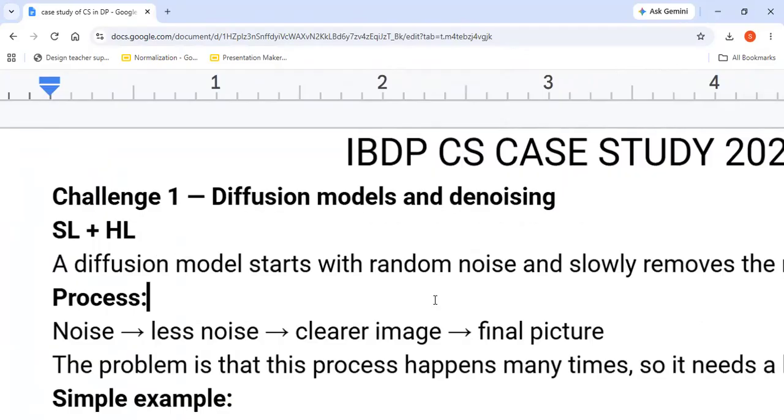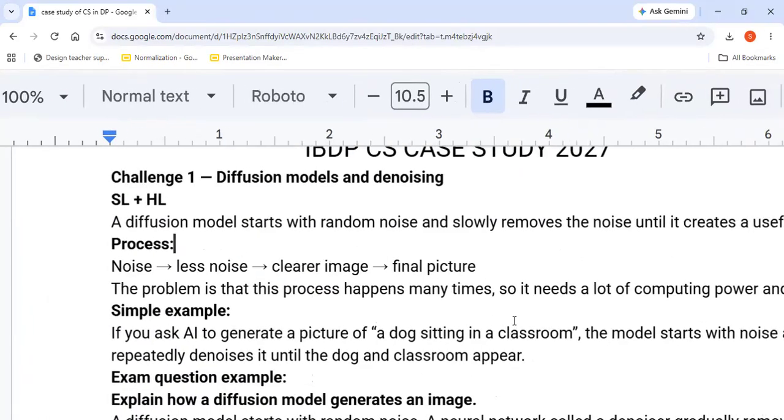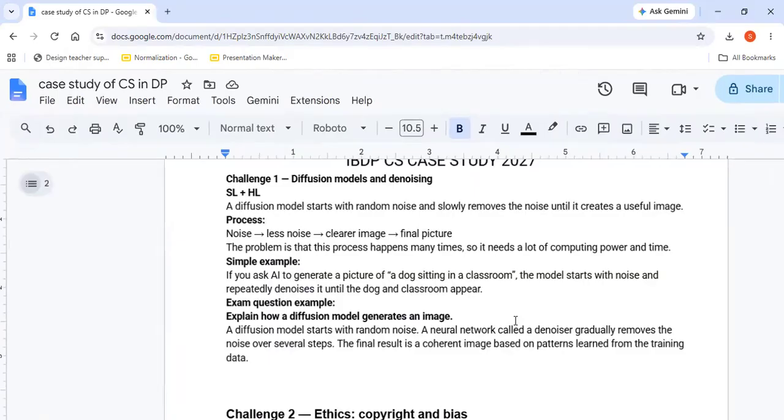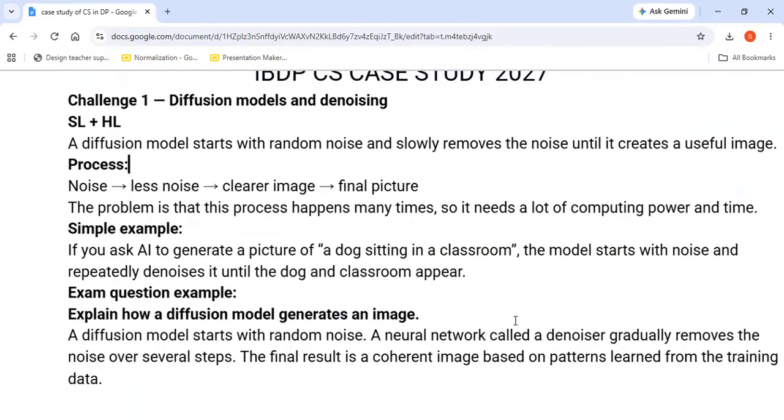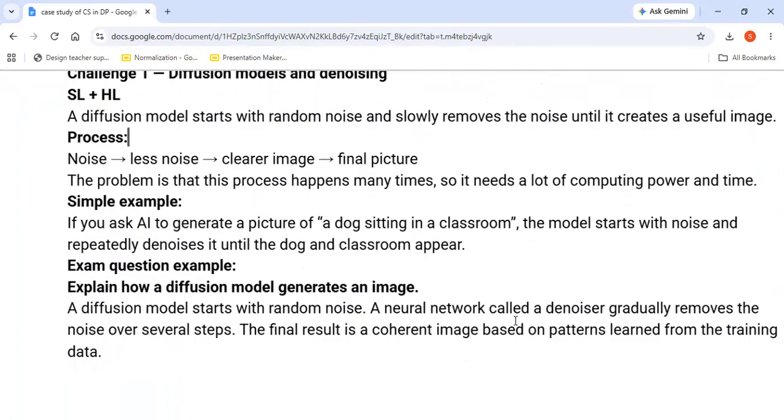What do you mean by diffusion model? It starts with random noise and slowly removes that noise until it creates a useful image. I have already explained in my previous videos what a diffusion model is in a detailed way. The clear picture will be made into a noisy image, and then again it will try to understand from that noisy image how to make the clear picture. Okay, this is a diffusion model. So that is nothing but it will first create noise, then a clear image and then the final picture. And then again it will try to understand how the final picture can be reduced into noise also.